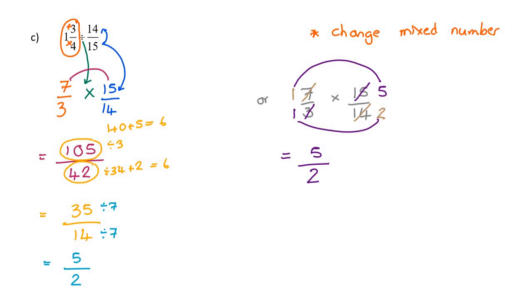Now, there's nothing wrong with exactly how I've written it out. It's very clear what cancelled with what, so as long as I can see what's happening in your method, that's absolutely fine. So don't cross things out in too much of a wild fashion.